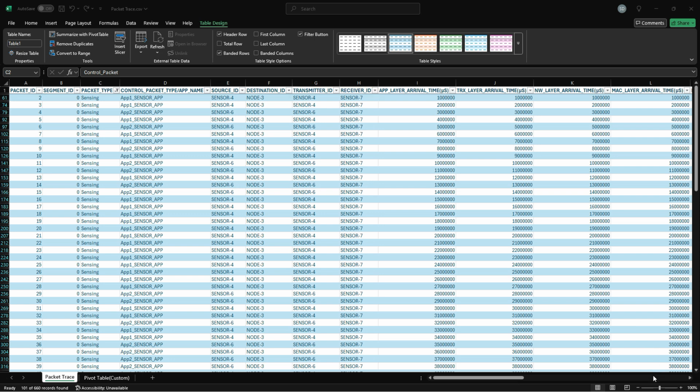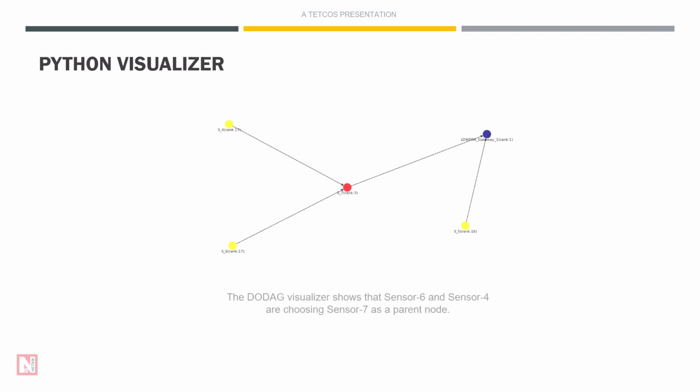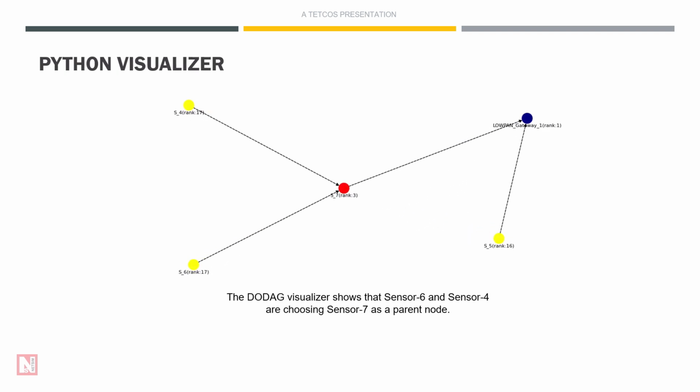To further analyze the attack, users can visualize the DODAG using Python or MATLAB utilities. In the generated DODAG graph, it's evident that both Sensor 6 and Sensor 4 have selected Sensor 7 as their parent, solely based on its advertised lower rank.